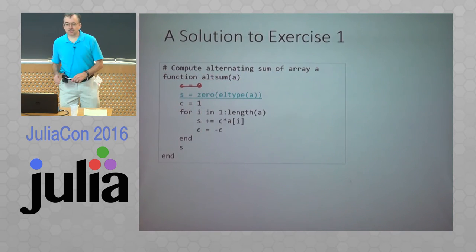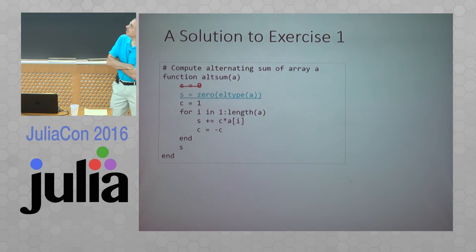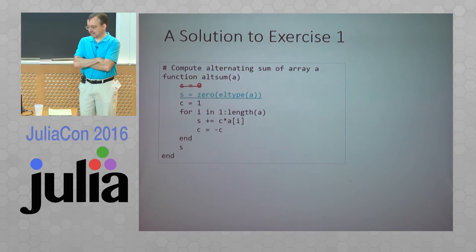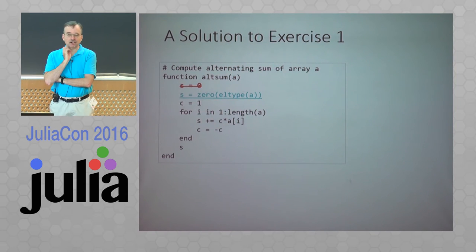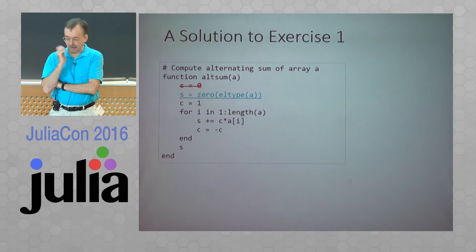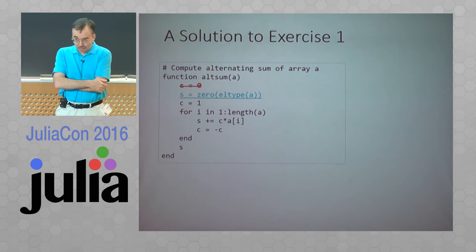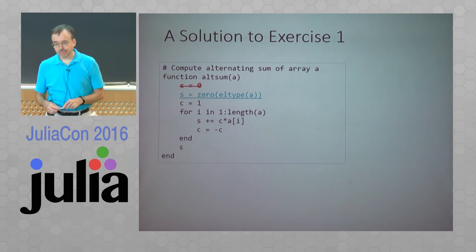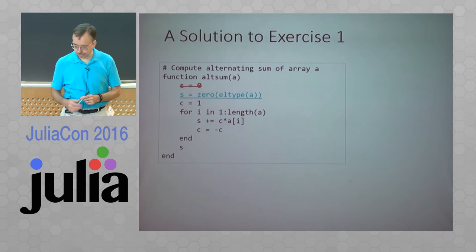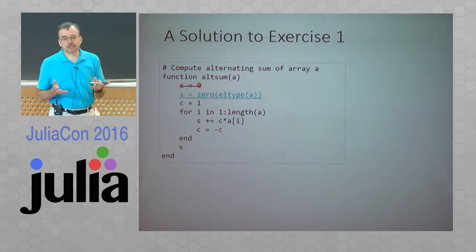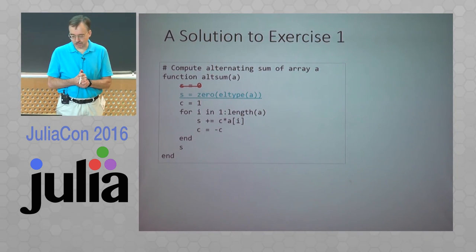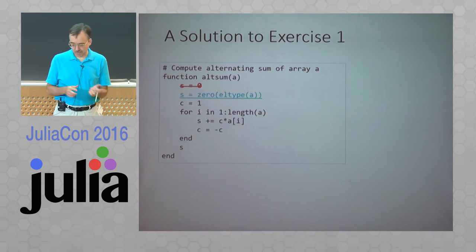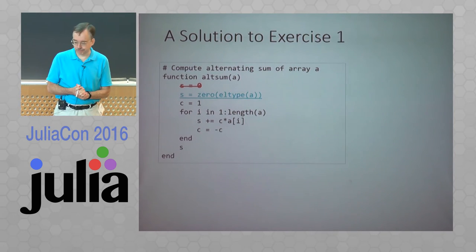Okay. All right, the alternating sum: the gotcha is that it initialized an accumulator with a hard zero, and that really needs to be adjusted for the type of the argument. So my fix was to look at the element type of the array and generate a zero of the correct type. I notice that's for the sum s. For c, I don't have to do anything, because I'm just alternating it plus and minus. I know it starts out as a one, an integer, and it's just going to keep flip-flopping between one and minus one.